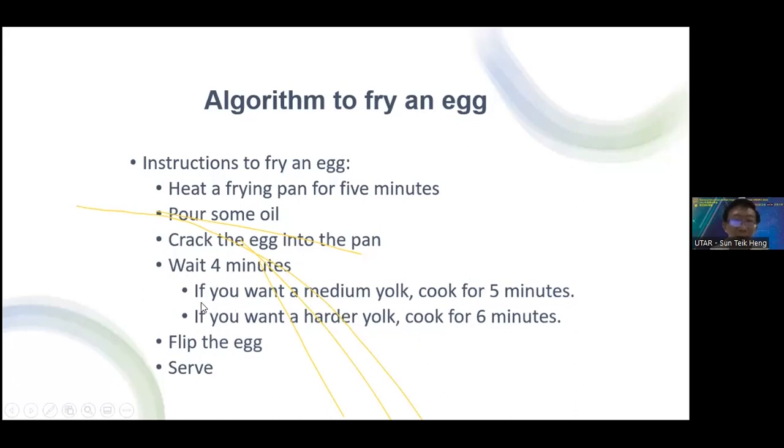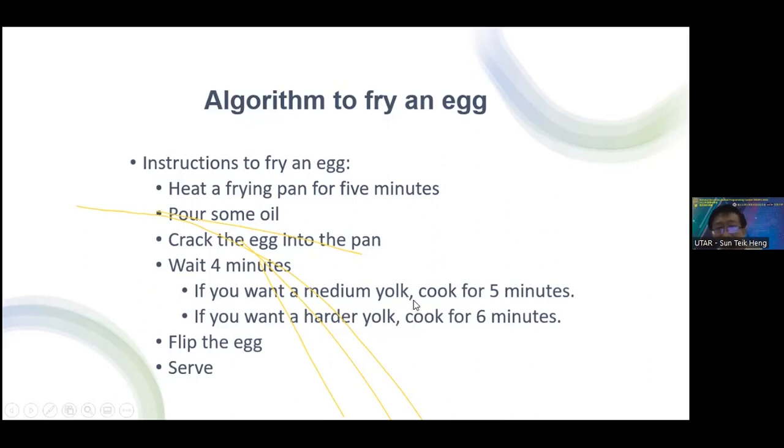you start to think whether you want to have a medium yolk or a harder yolk. So you need to make a decision here. If your decision is to have a medium yolk, then you proceed to cook the egg for 5 minutes. But otherwise, if you decided to have a harder yolk, then you cook it for 6 minutes. So you have to make a decision. All right. Then only it will proceed.